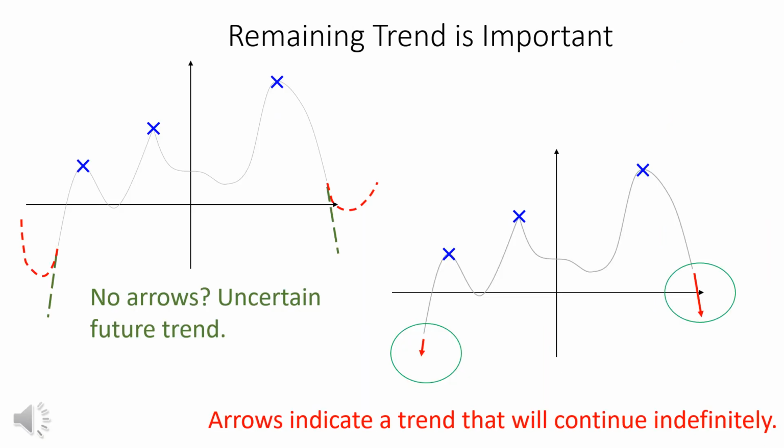We can't see a function's entire graph because its domain and range are often infinite. A function might extend infinitely, making complete visual representation impossible. Arrows indicate a trend that will continue indefinitely. The absence of arrows suggests the trend's future direction is uncertain or may change.